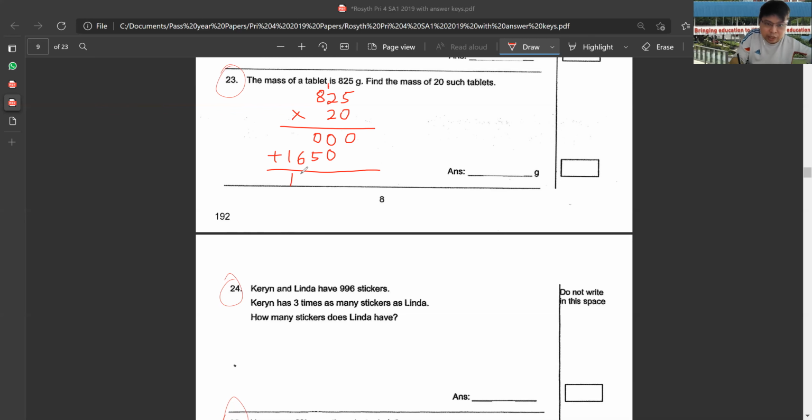16500. Yes, 16500. That's the answer. It's a very easy question, just multiply.